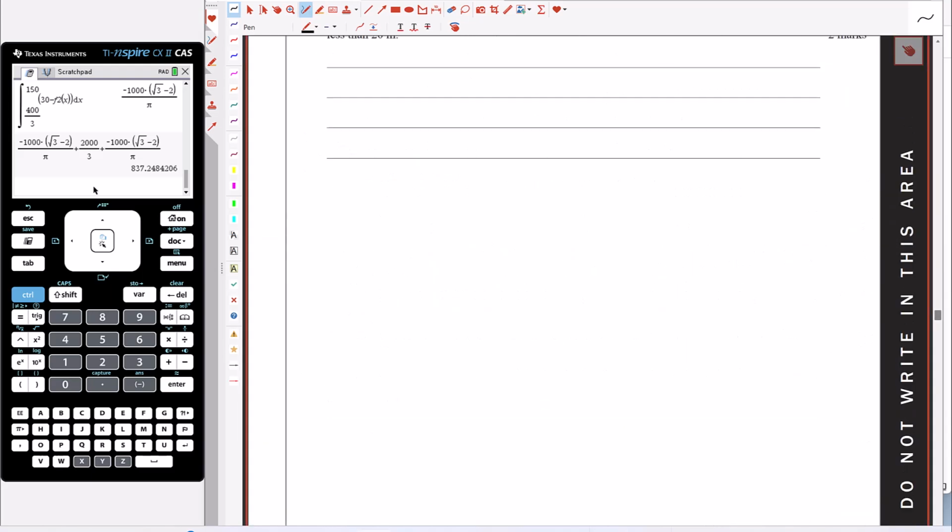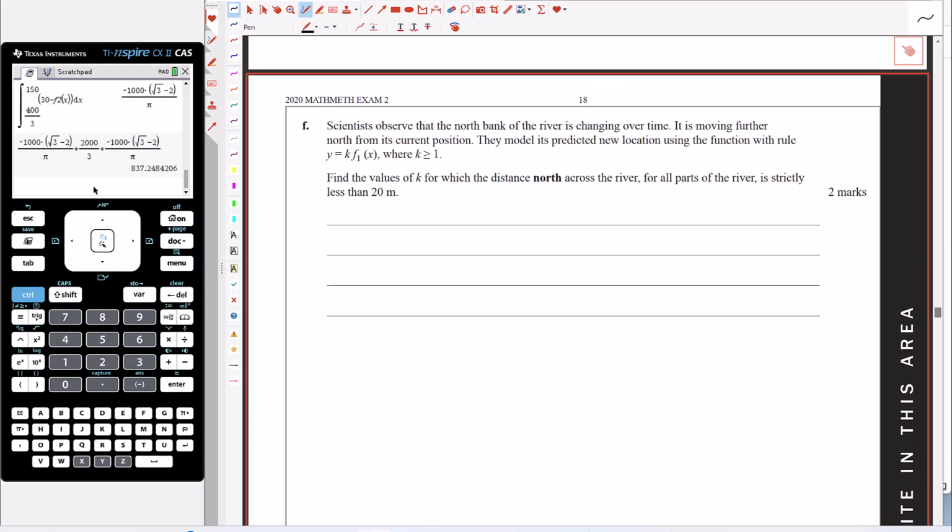Okay, so part F. Scientists observe that the north bank of the river is changing over time. It is moving further north from its current position. They model its predicted new location using the function width rule. Okay, so it's moving further north, not via translation, but via dilation. So being dilated away from the x-axis. Find the values of k for which the distance north across the river for all parts of the river is strictly less than 20 meters.